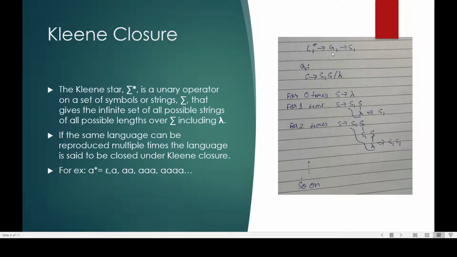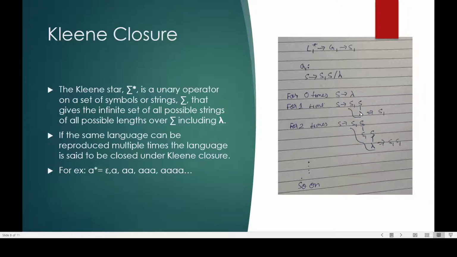So let's look here at an example I've written. L1 star means L1 is a language, and L1 star here is the Kleene closure, and this language is given by the corresponding grammar G1, and G1 produces S1. Here is the production: S goes to S1S or lambda. So for 0 times, if we don't want S1 to come even once, we'll simply go S tends to lambda, which is here. So we get lambda. For only one time, we'll say S tends to S1S, and then S can further go to lambda. So we parse it top to bottom, left to right.